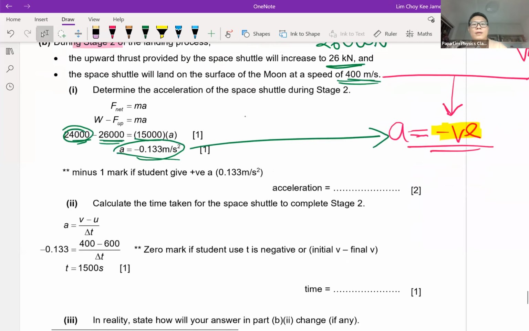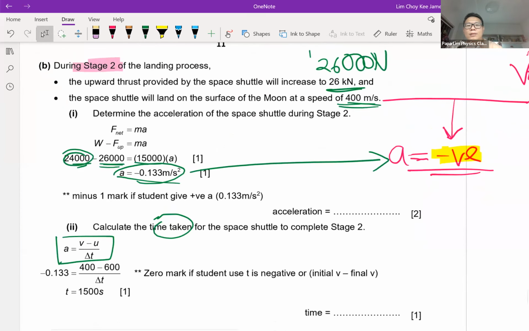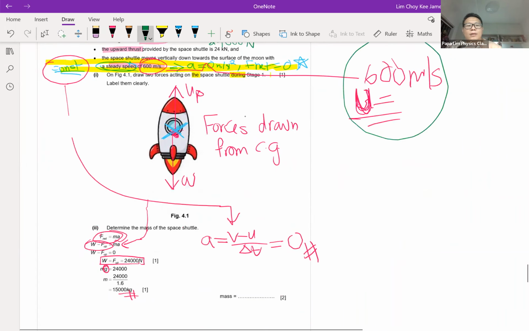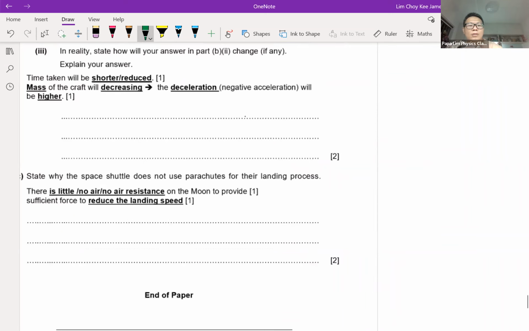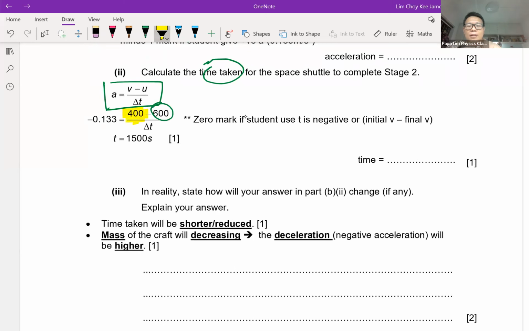Then after that, the next clue I gave to you, because I'm supposed to find time using the acceleration formula: based on part A, remember the 600 meters per second, the initial speed is actually 600 meters per second. The final speed is 400 meters per second, given in the question already. The common fault that I see in students who can't answer these particular questions is that they can't relate part A and part B, stage 1 and stage 2. They see stage 1 and stage 2 as separate stages, separate questions.